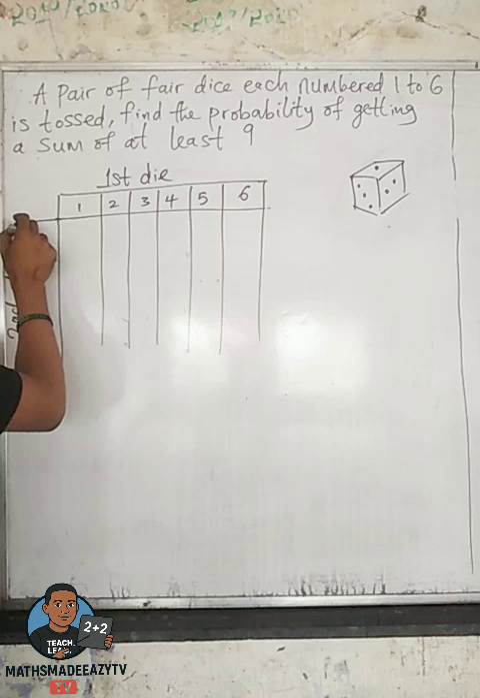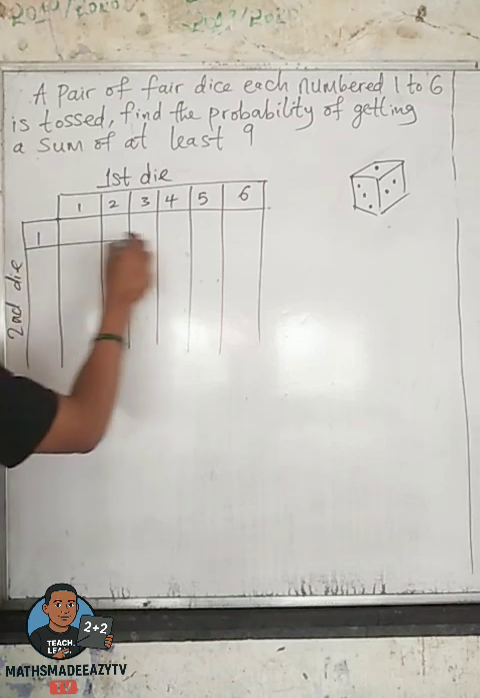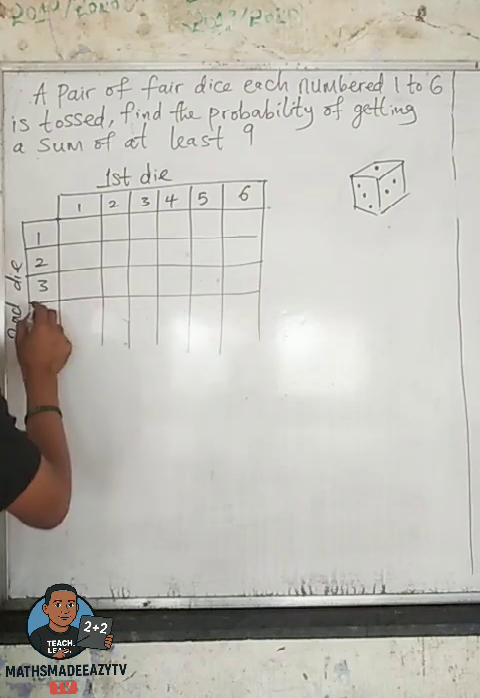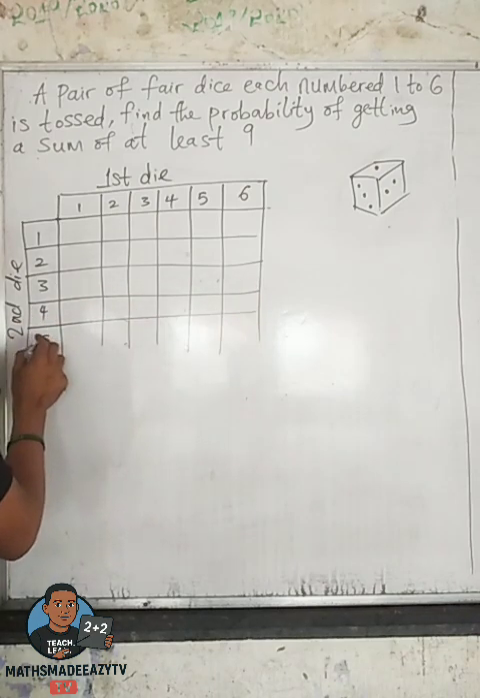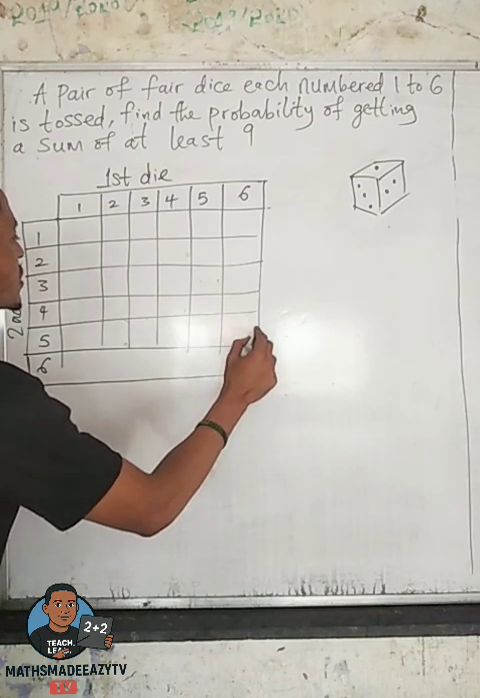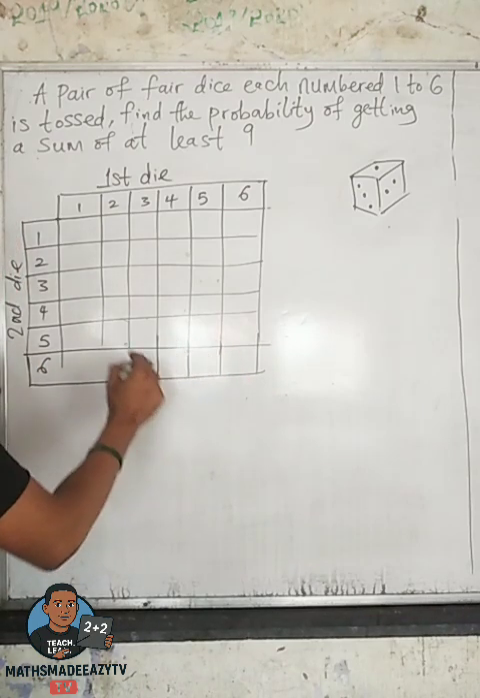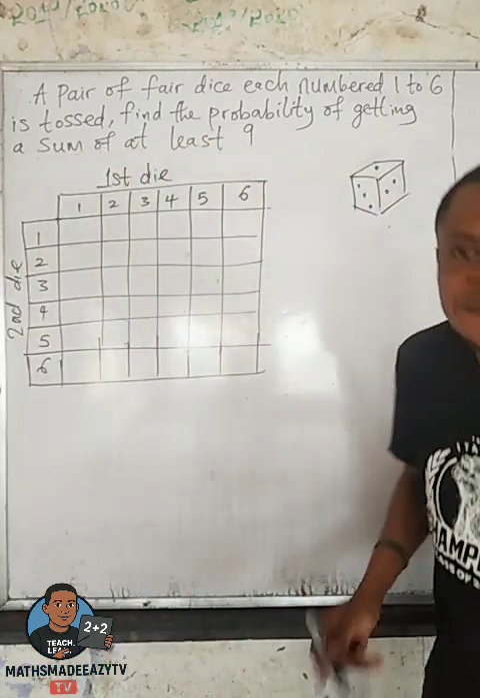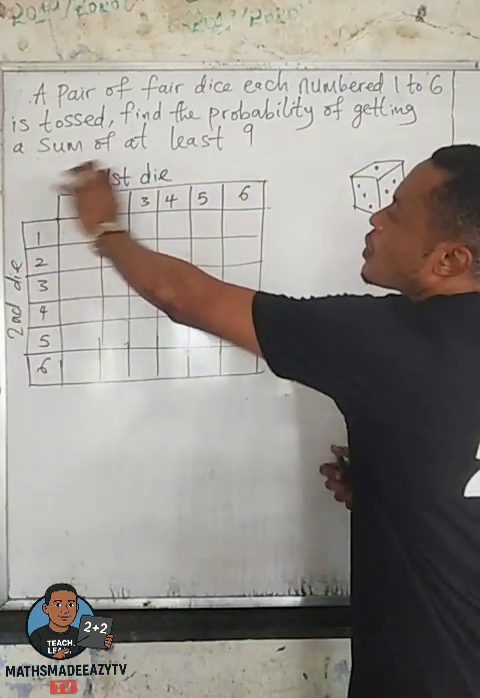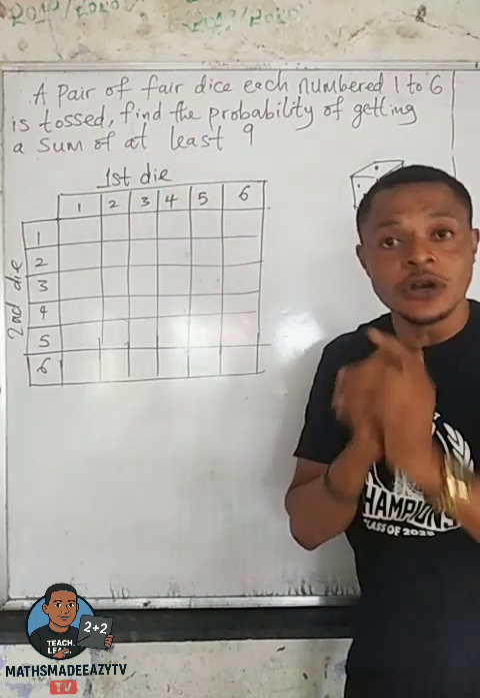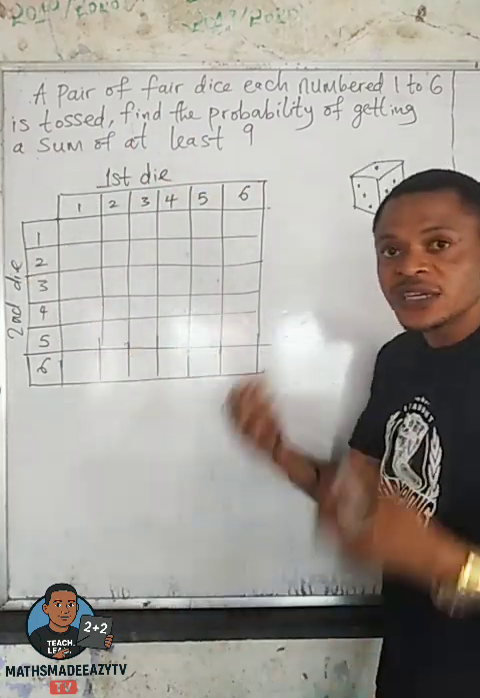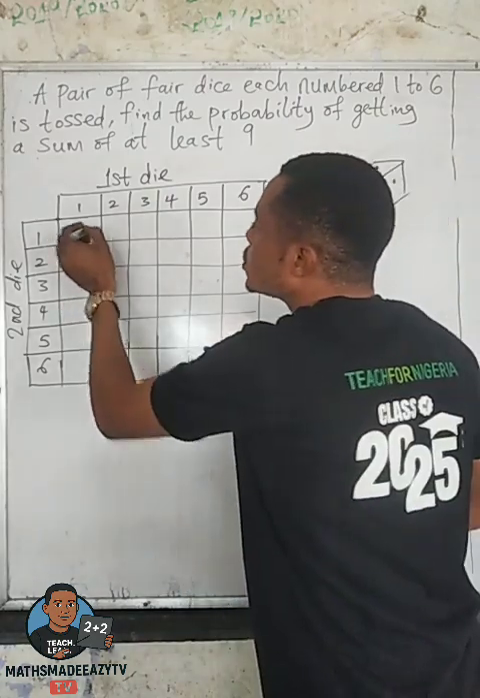For the second die, we also have 1, 2, 3, 4, 5, then finally the 6. So upon having the two outcomes that we can have on each die, we can throw 1 and 1. And when you throw 1 and 1, it results to 2. So this is going to result to 2.